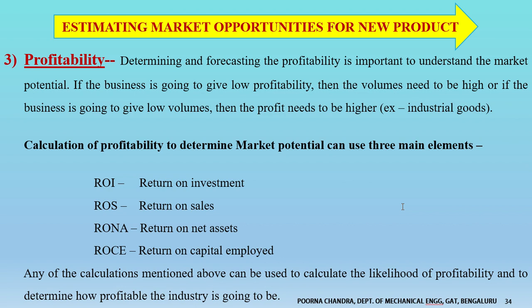So how to calculate this profitability? Calculation of profitability to determine market potential can use three main elements. So those are: return on investment, return on sales, return on net assets, return on capital employed. So these are the major elements which are required.